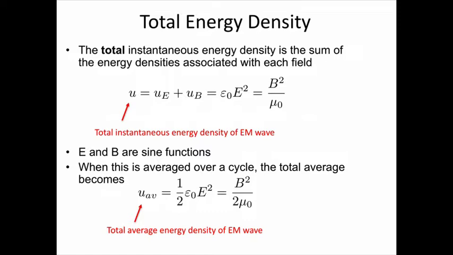So once again, we take an average. We average the energy density over one cycle of the wave to get the average U. And E and B being sine functions and U being proportional to sine squared, we know that the average of the sine squared function is 1/2. So that gives us the expressions at the bottom for U average in terms of electric field and also in terms of magnetic field.